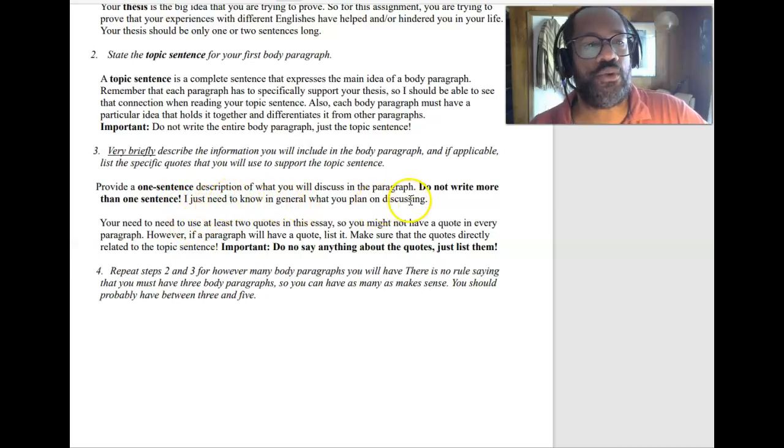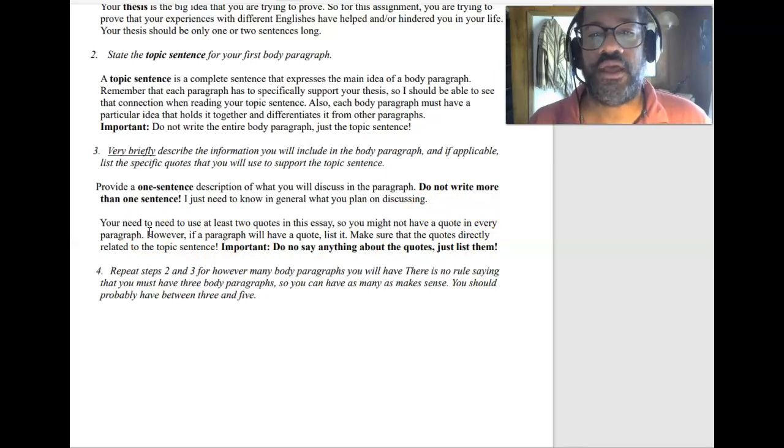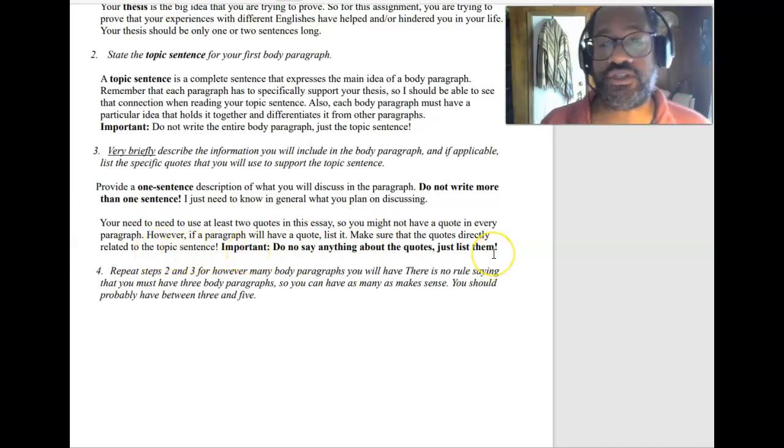I just need to do it in general what you're going to be discussing, right? And so that's it, just writing a couple of sentences about the paragraph. Then you need to use at least 2 quotes in the essay, so you might not have a quote in every paragraph. However, if a paragraph will have a quote, list it, okay? And so you just copy that quote. Make sure that the quotes are directly related to the topic sentence. Important, do not say anything about the quotes, just list them.